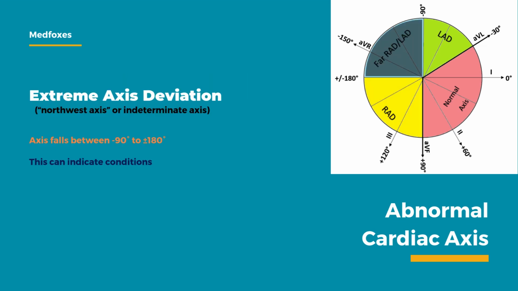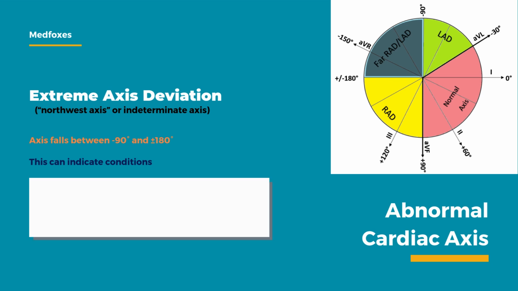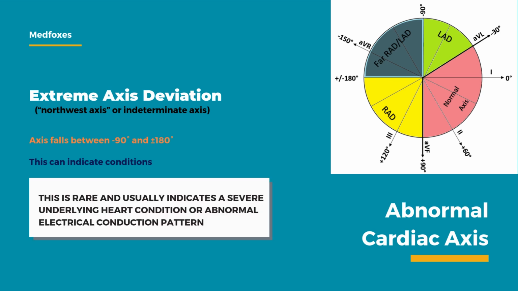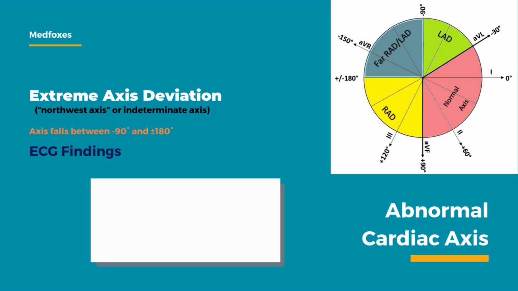Lastly, we have extreme axis deviation, also known as northwest axis or indeterminate axis. This occurs when the axis falls between minus 90 degrees to plus or minus 180 degrees, which is rare. It usually indicates a severe underlying heart condition or abnormal electrical conduction pattern. On an ECG, both lead 1 and aVF will show a negative QRS complex.